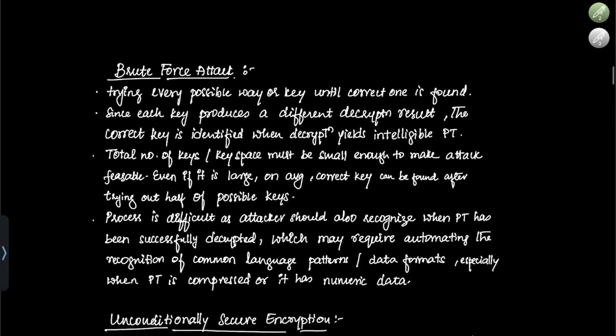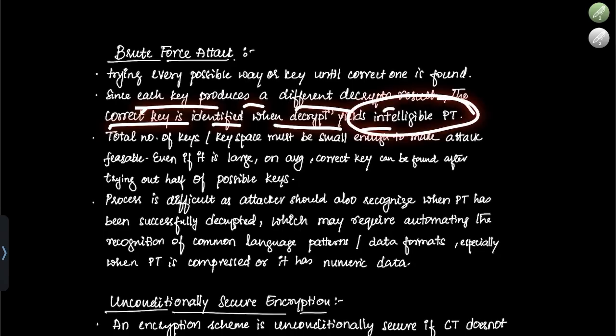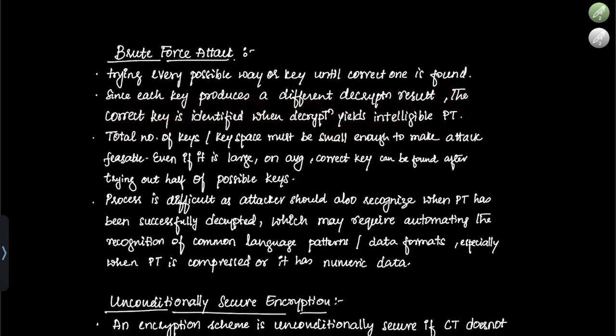Moving on further, we have the brute force attack. The first type of attack we have discussed, the second type is the brute force attack. Brute force means trying every possible way or key until the correct one is found. Since each key will produce a different decryption result, the correct key is identified when decryption yields intelligible plain text. Let me write down an example here. The plain text was apple, and the key here was 5.